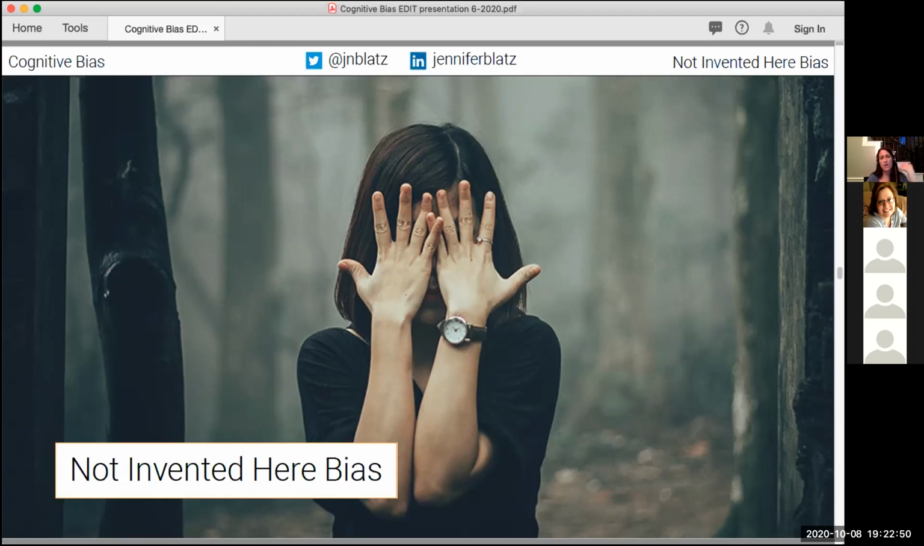It's the classic, oh, we don't need to know what that group is doing because it's probably not as good as our idea. I've seen this at companies that I've worked at, and it's really frustrating for me. As a researcher and a designer, one of my first reactions in hearing about a new problem to solve is to figure out what already exists in the world.